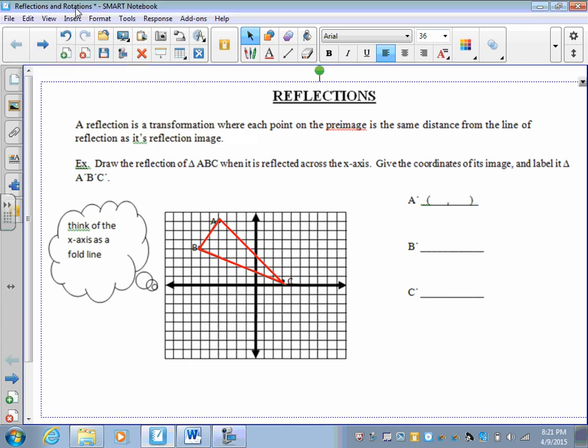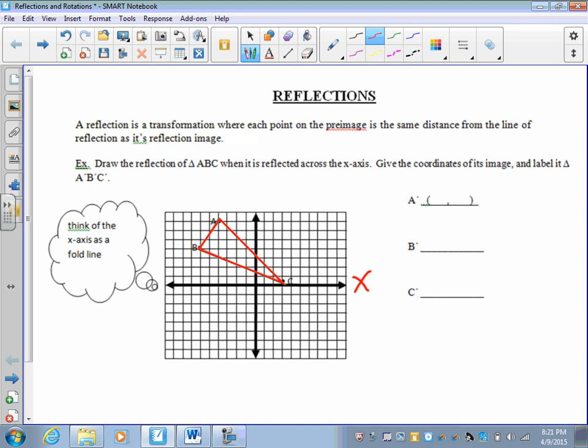Okay, this section is on reflections. For the first example, we're going to do a reflection over the x-axis. You can reflect over any line: the y-axis, y equals 2, y equals x, y equals negative x, etc. For this one, I want to take triangle ABC and reflect it over the x-axis, give the coordinates of its image, and label it triangle A prime, B prime, C prime.